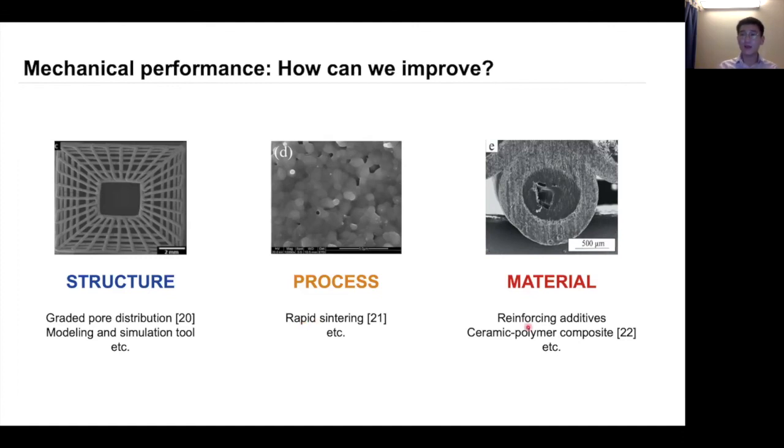And last but not least, material. If we were to add some reinforcing additives into the material, we might see some increase in the mechanical performance. And this picture is a composite material whereby the core is filled with biopolymer, while the outer shell is the bioceramic, the calcium phosphate. In this way, the biopolymer is more ductile, adding another phase to help this whole structure sustain load and be resistant to fracture upon being compressed.